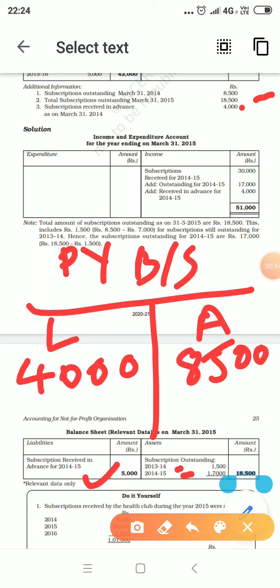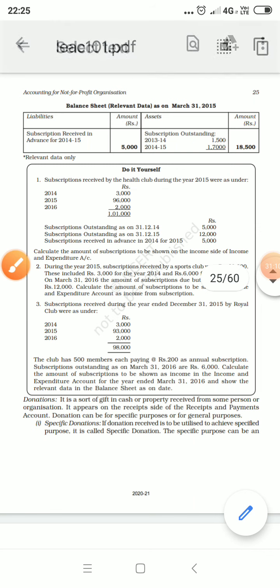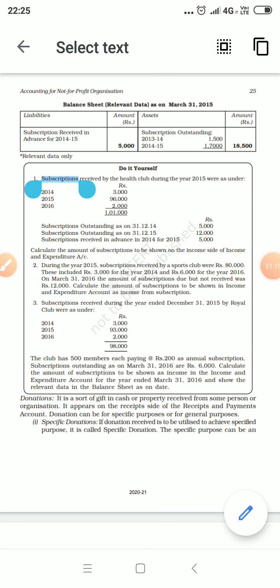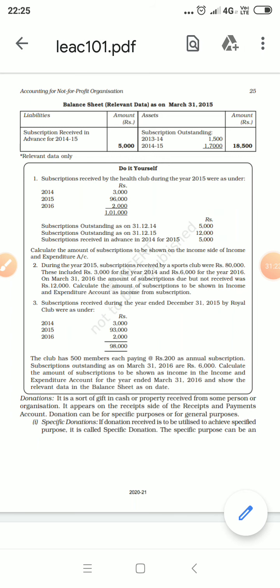So I hope this is clear. If you have any doubts, you can leave your doubt in the comments, or if you are my class children, then you can ask me in the WhatsApp group. Now coming to page number 25, do it yourself. This is your homework, or what you are supposed to write in today's classwork. You are supposed to solve these 3 questions in your classwork notebook. I will explain it to you one by one.